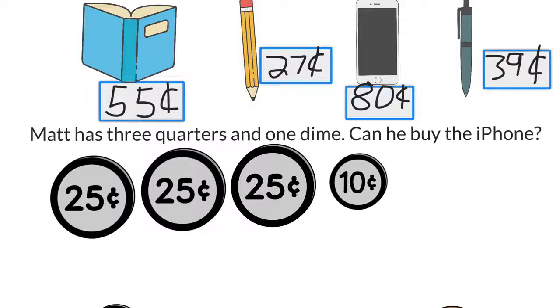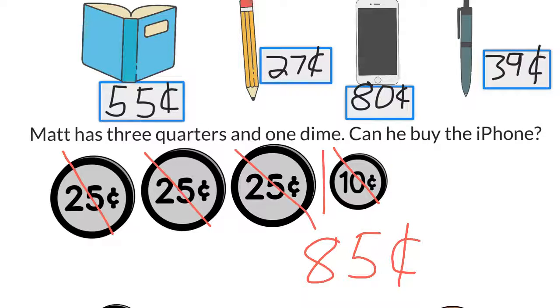Now the other way we can do this is once you start becoming more experienced with counting money, we can do the skip counting in our head. So 25, 50, 75, and now we see a change in coins. 75 plus 10 more is going to be 85. So we have a total of 85 cents.